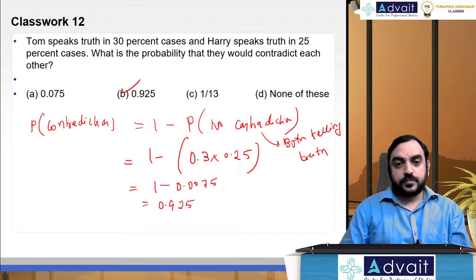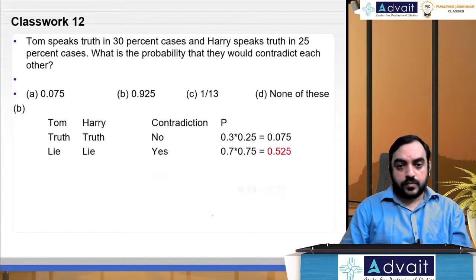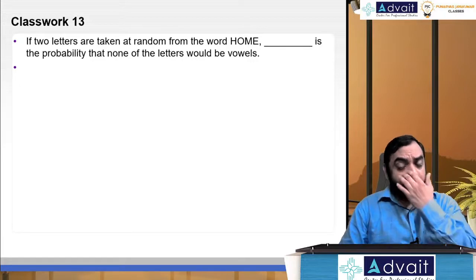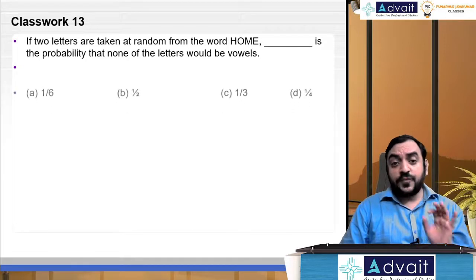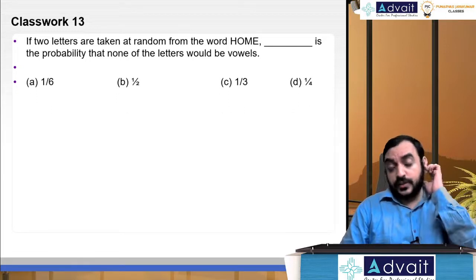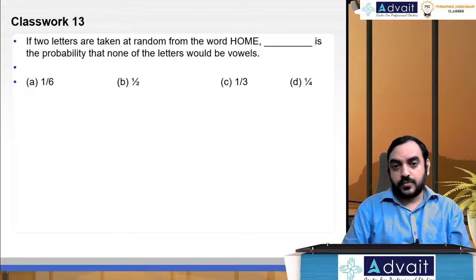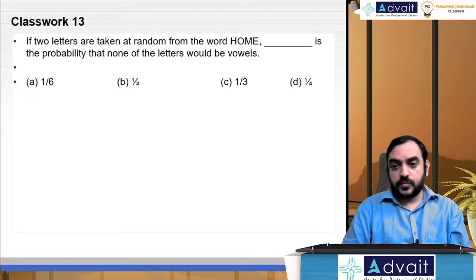Okay, next. If two letters are taken at random from the word HOME, what's the probability that none of the letters would be vowels? What's the probability none of them should be vowels? It can be anything apart from vowels.